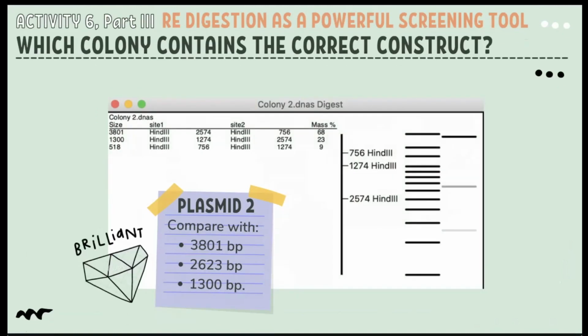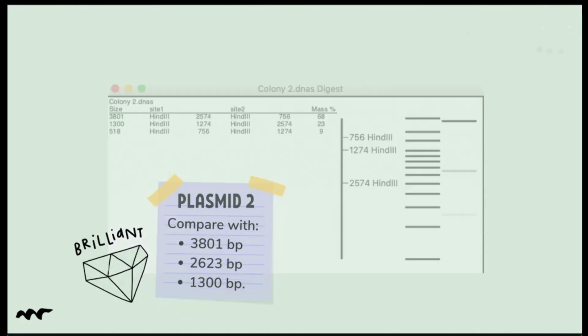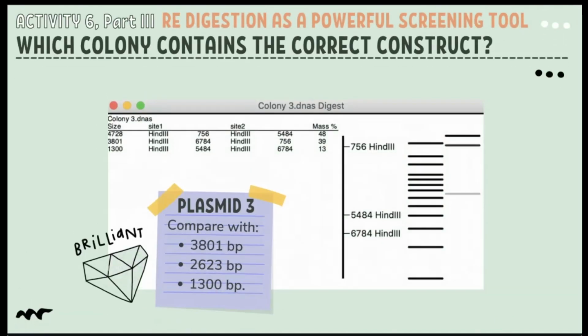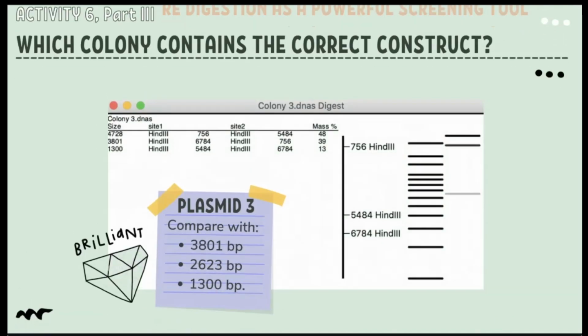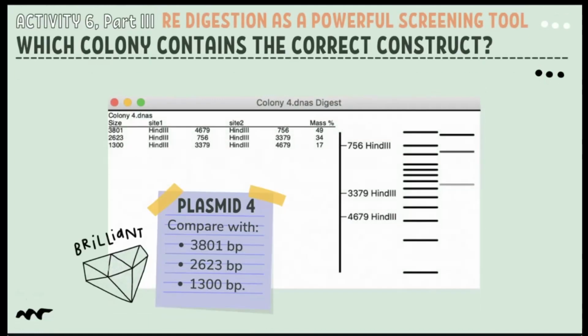The same is true for plasmid 2, where only two fragments matched, and plasmid 3 then. Now for plasmid 4, it seems that this is the correct construct since all of the DNA fragments matched.